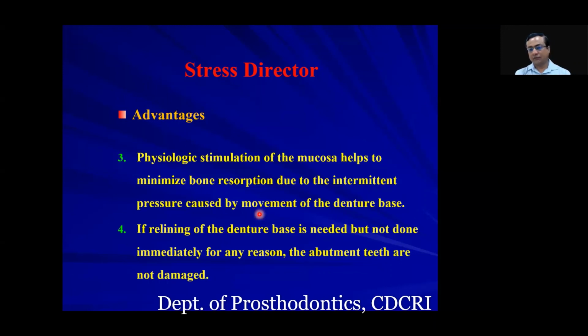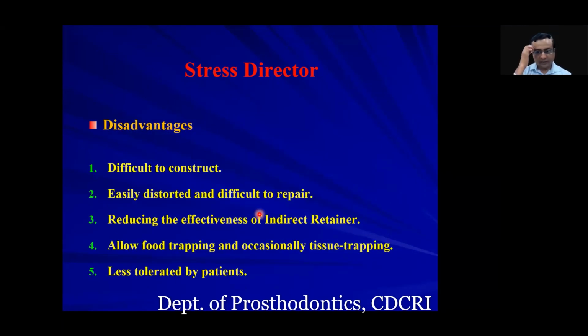Suppose the patient needs relining, and the relining is not done. Then more stress is transferred to the abutment tooth, because the denture base will move further down because of the alveolar bone resorption. Now, if you have given a stress director and you don't do the relining, then stresses will still not be transferred to the abutment tooth. So if there is a delay in relining, mainly on the part of the patient, the abutment tooth will not be damaged. But it has some disadvantages also.